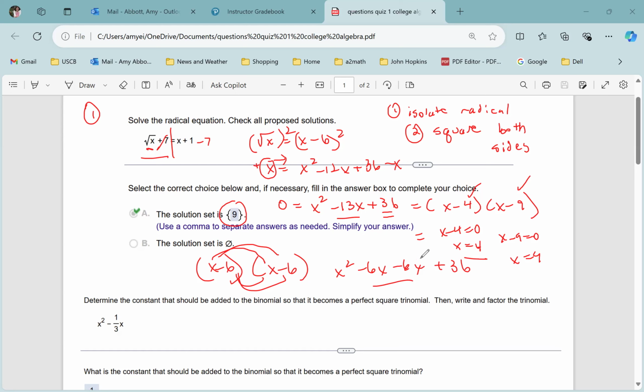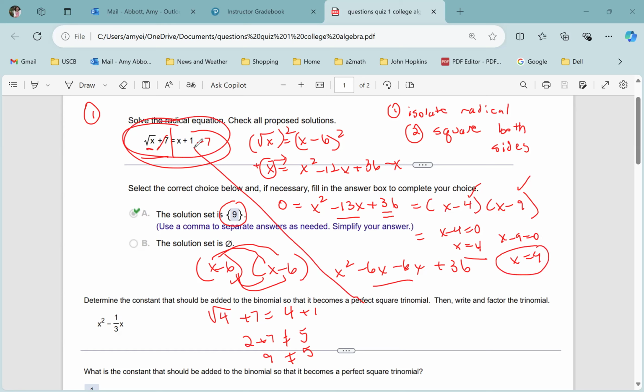Let's see what happens if we plug 4 in. So if we plug 4 into the original one here, square root of 4 plus 7, does that equal 4 plus 1? You get 2 plus 7, which is 9, and that does not equal 5. And then if we check the 9, put the 9 in for the x up here, you got the square root of 9 plus 7 equals 9 plus 1. So that gives you 3 plus 7, 10, which equals on the other side, 9 plus 1, 10. So that's why the only answer to it was 9.